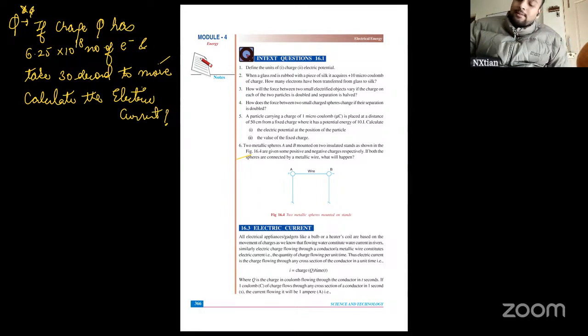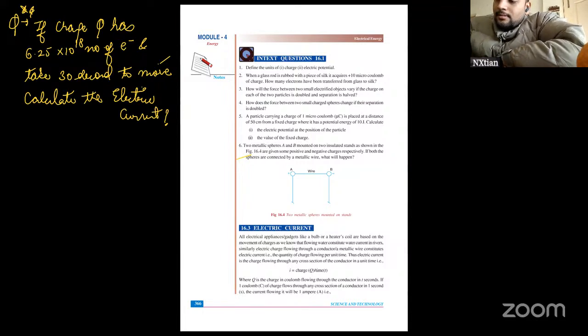Calculate the electric current. If the charge Q has 6.25 × 10^18 electrons and takes 30 seconds to move, calculate the electric current. What do we have to calculate? The electric current. Now, how will you do this?